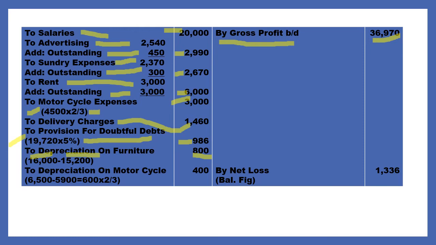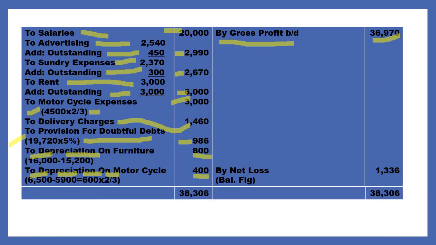Again motorcycle opening balance 6,500, closing 5,900, that means 600 decrease in the value of motorcycle, that will be considered as depreciation. But here motorcycle 1/3 is used for private purpose, so 600 into 2 by 3 for business account, 400 depreciation to be recorded in business accounts in the profit and loss account. Total comes to 38,306. Debit side is more, that's why the balancing figure comes in under credit side. By net loss, balancing figure 1,336.